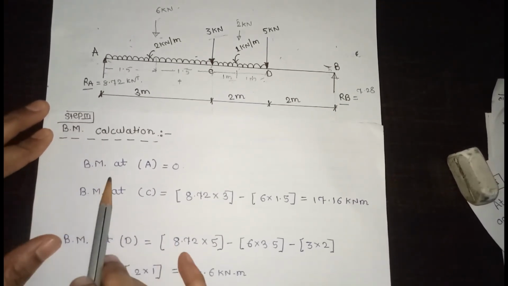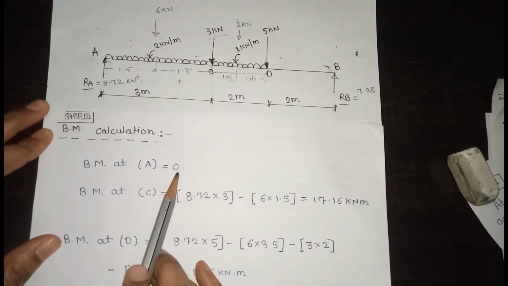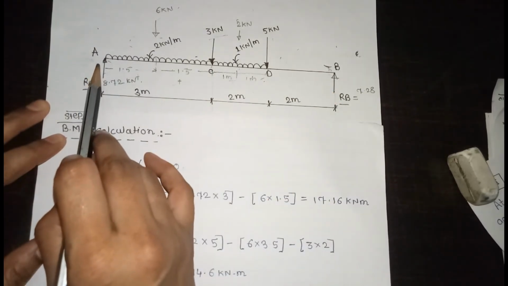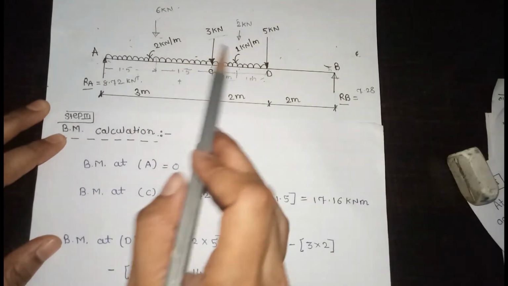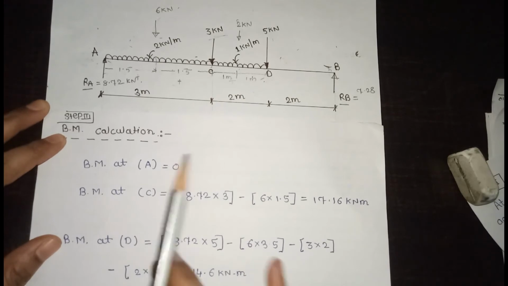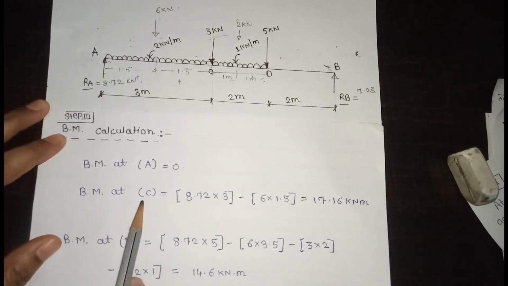So bending moment at point A is equal to 0. For a simply supported beam, bending moment at the end points is always 0. Okay, so bending moment at A is equal to 0. Bending moment at point C.